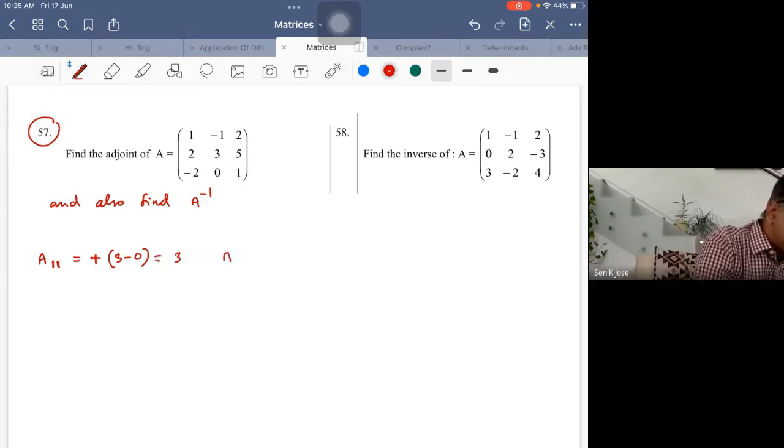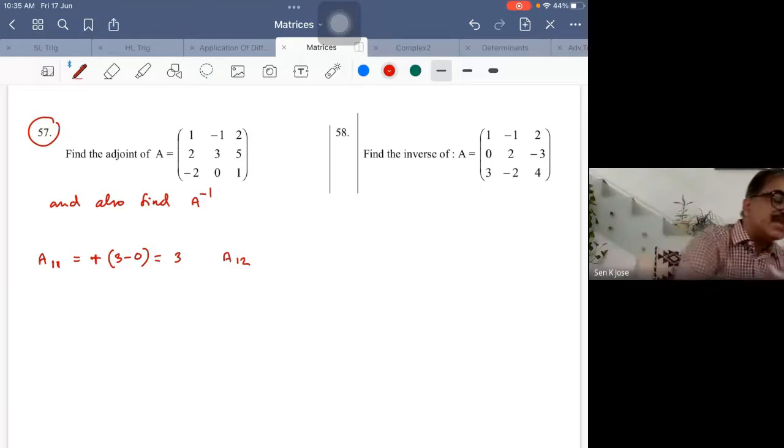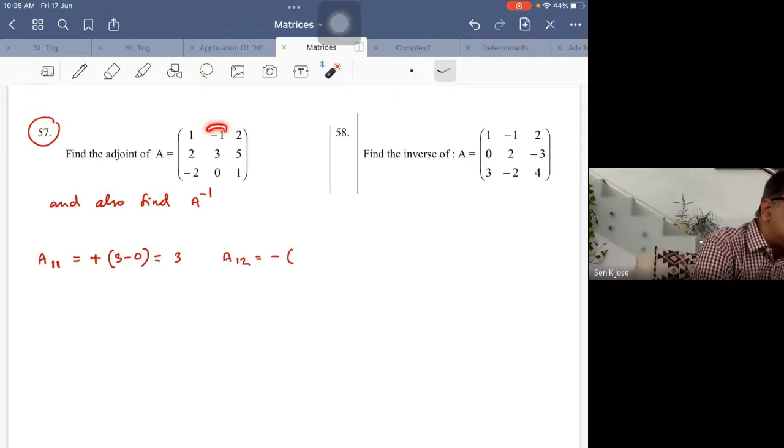Then you will write A12. I need to have A11, A12, A13 in the first row, like how you write a matrix. A12 would be minus of. The second position is always minus. That's the position. Delete the row and the column it contains, cross multiply. When I cross multiply, I'll get 2 into 1 is 2 minus minus 10.